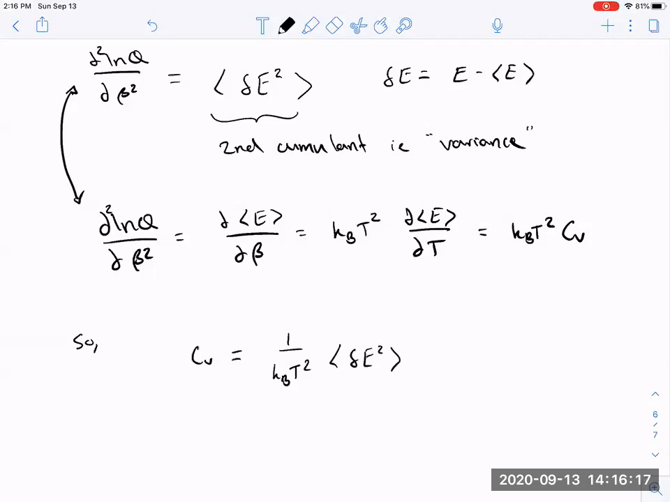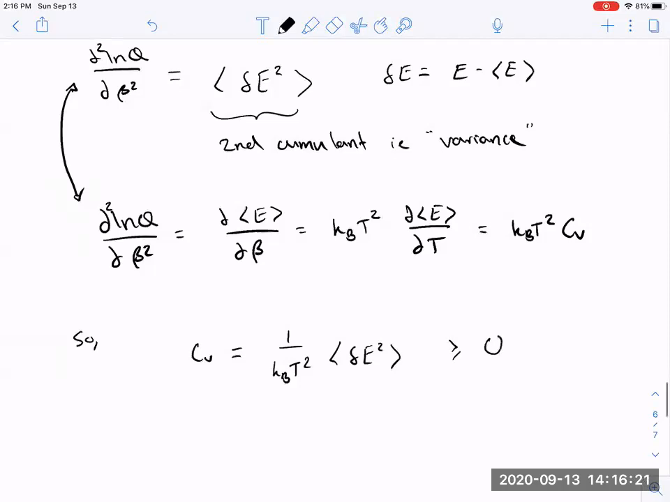As we argued from stability, the heat capacity is a strictly positive quantity. That comes out clearly from this relationship. CV is a fluctuation, something squared, and average, that's strictly positive. kB is a constant, that is positive, and T squared, strictly positive. So indeed, the heat capacity is a strictly positive function.